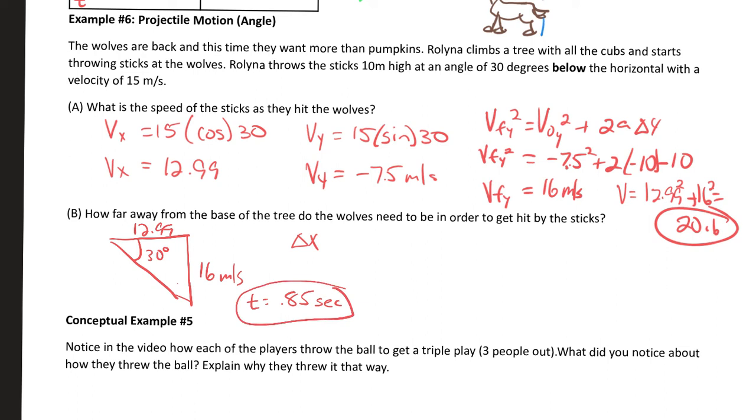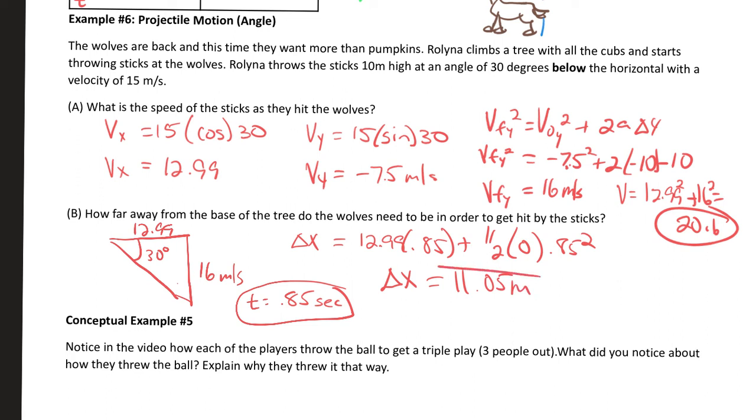Did you guys get the time? You did. I think I did it wrong. Okay, should be 0.85 seconds. Then when I'm solving for x, I've got my 12.99 times 0.85 plus 1/2, and the acceleration is 0, so that's just going to get rid of everything on that side. When you solve for the displacement for x, it is going to be 11.05 meters.